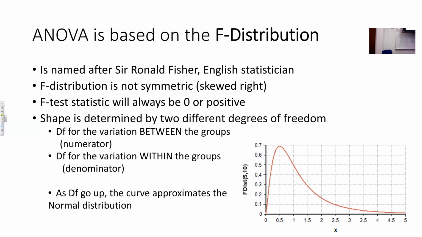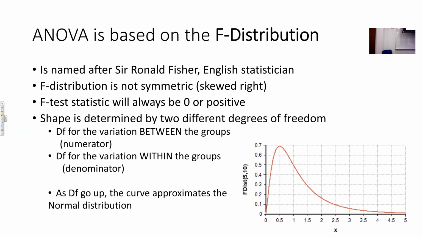But then we also look at how different the values are within the group. Okay, that's the denominator. So we're looking at the relationship between a comparison of the groups from group to group, but also a comparison within the group. So you have two different degrees of freedom.